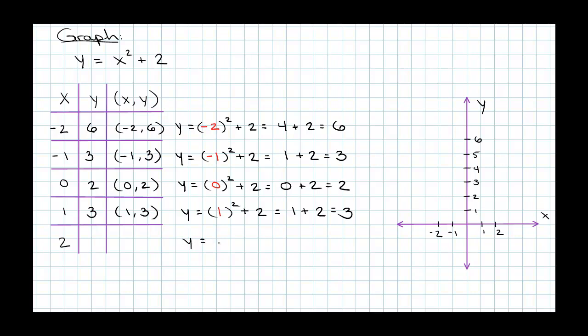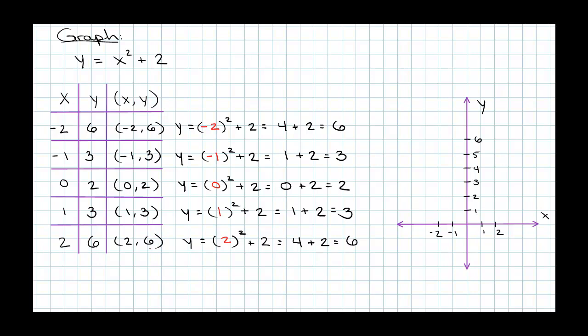And our last value on our table is 2 for x, so we're going to substitute 2 for every time we see an x. 2 squared plus 2. Order of operations says we got to do the 2 squared first, so 2 times 2 is 4, and 4 plus 2 is going to give me 6. So our last ordered pair is going to be 2 comma 6.